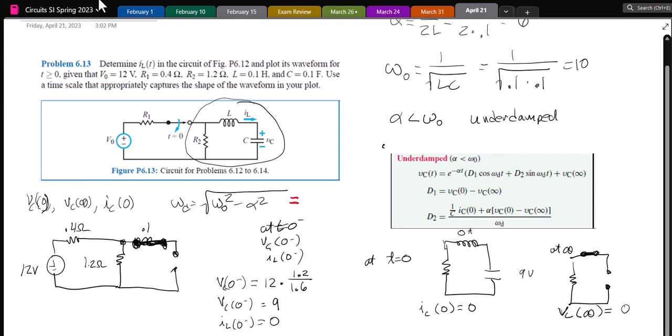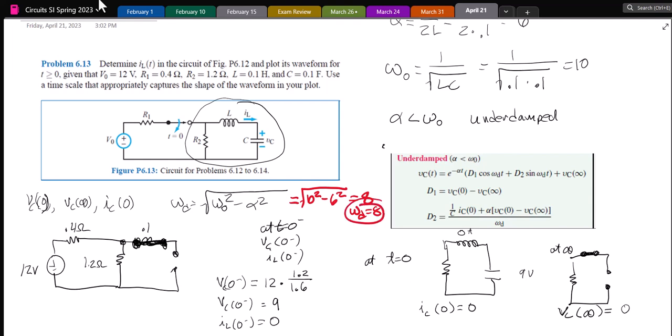So omega d is the square root of omega naught squared minus alpha squared. Omega naught was 10, so it's 10 squared minus 6 squared. 100 minus 36, so that's 64, and the square root is 8. So omega d is 8. Okay, so we have IC of 0 is 0, VC at infinity is 0, and VC of 0 is 9.